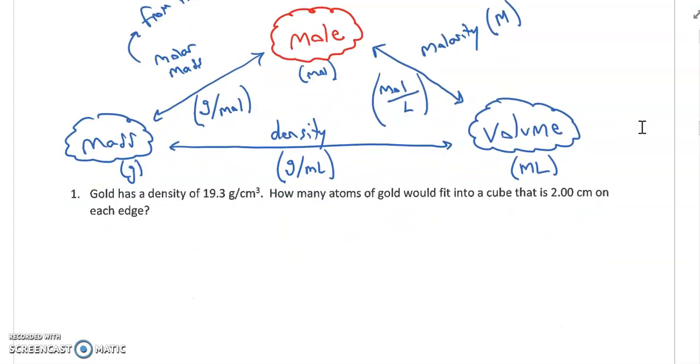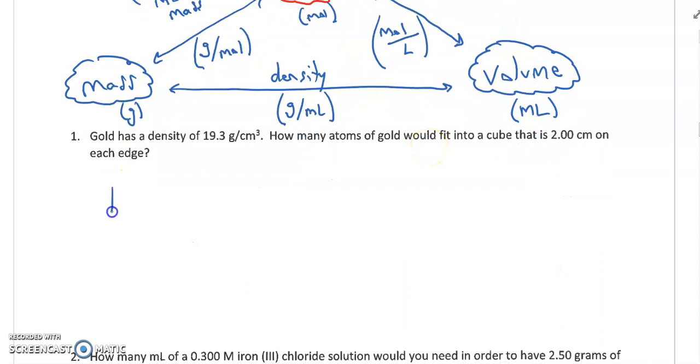Let's see what some example problems might look like. The first one says gold has a density of 19.3 grams per centimeter cubed. How many atoms of gold would fit into a cube that is 2 centimeters on each edge? So now we're talking about a cube. So we've got a volume here. I'm just going to sketch a quick picture for myself so I can imagine what's going on here. I've got my cube. My height is 2.00 centimeters. My length, 2.00 centimeters, and my depth is 2.00 centimeters.